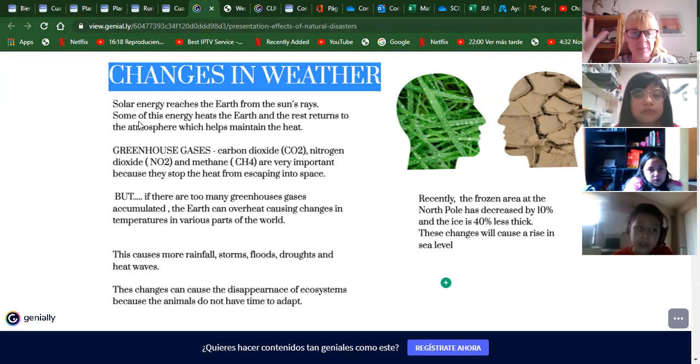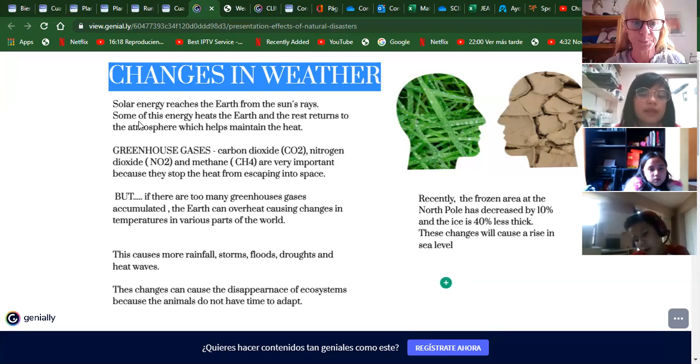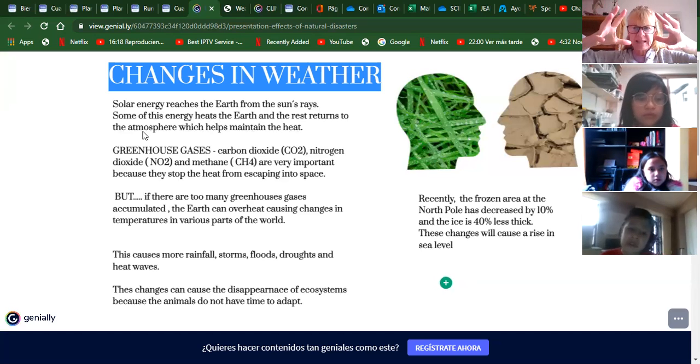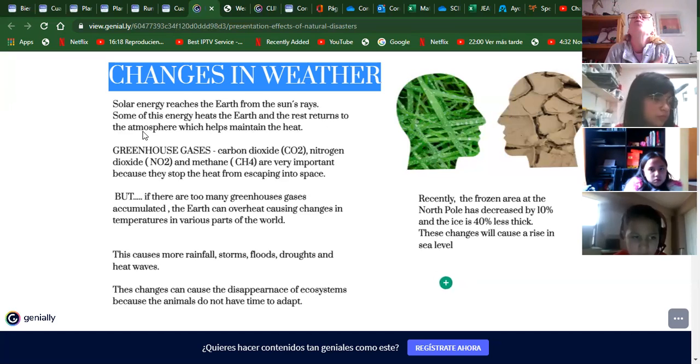Solar energy, energy from the sun, comes to the earth from the sun's rays. Great, that's what we need. Some of the energy heats the earth, okay? So hay una parte de la energía que calienta el planeta, la Tierra. Y lo demás, and the rest, returns to the atmosphere, okay? So the sun rays comes down, heats the earth, oh, we feel good, and the rest heats the air. That sounds good. Mantenemos la temperatura, no morimos de extremo calor ni frío, todo bien.